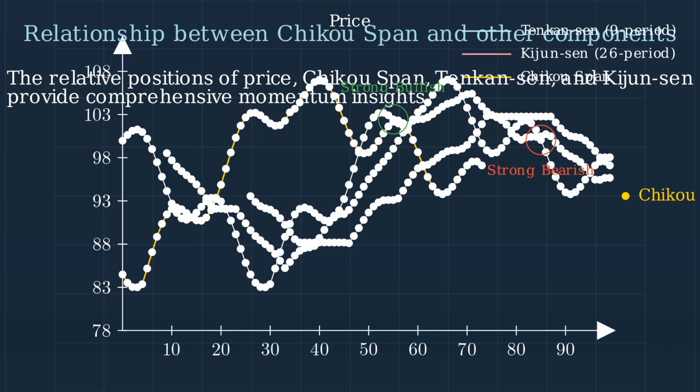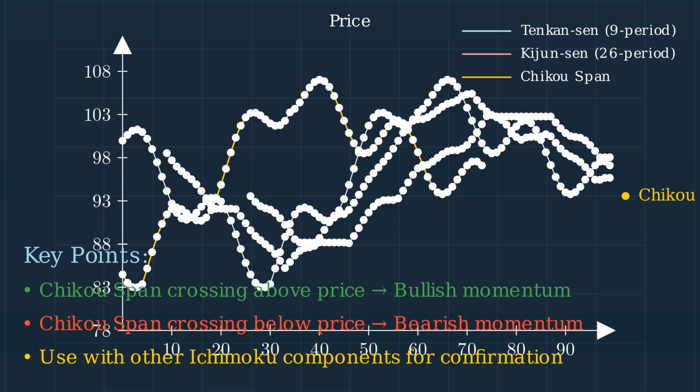Here we can see strong bullish momentum when both price and Chikou span are above the Kijun-sen. Conversely, strong bearish momentum occurs when both are below the Kijun-sen. To summarize the Ichimoku cloud momentum components, the Chikou span crossing above price indicates bullish momentum. The Chikou span crossing below price signals bearish momentum. And for the most reliable signals, use the Chikou span in conjunction with other Ichimoku components.